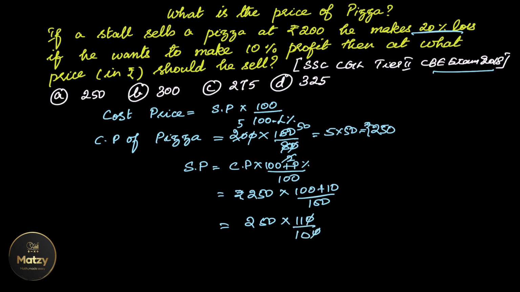Okay, 0, 0 again 0. Now 25 into 11. It is rupees 275. That is SP. So correct option is option C. Correct.